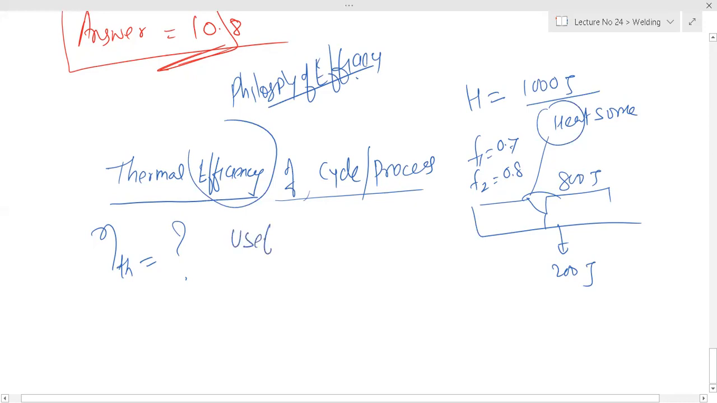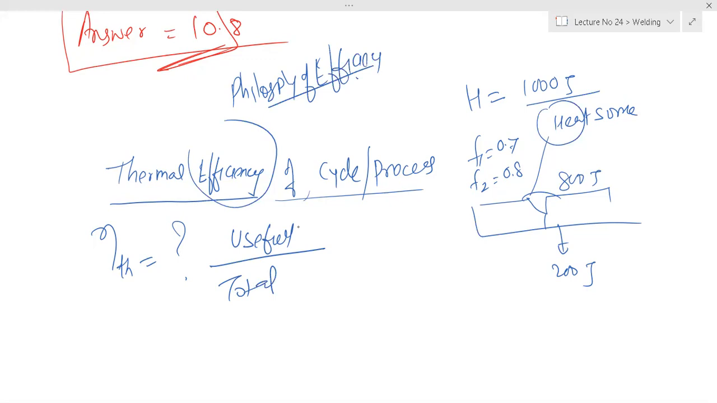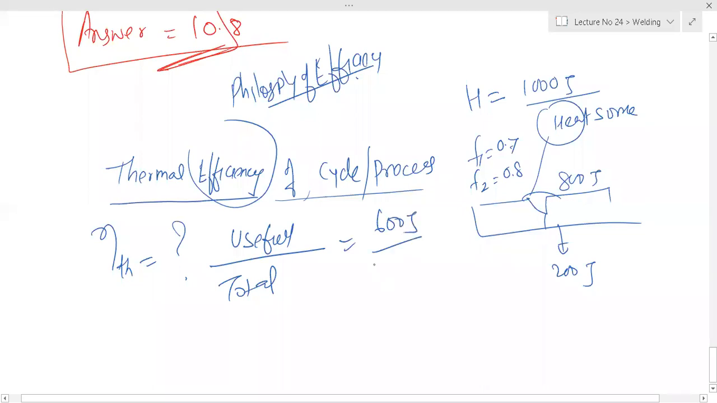Useful divided by total. Now something like that: how much you spend to achieve something. You spend a lot of amount, and finally the fruitful, useful part. So what is the useful here? Only 600 joule is useful and your total is 1000.